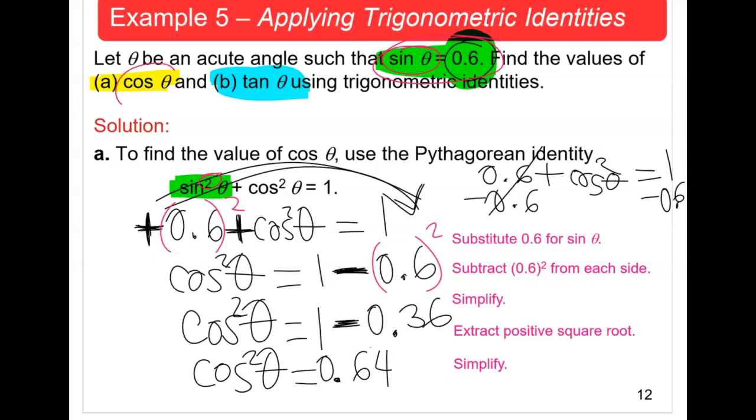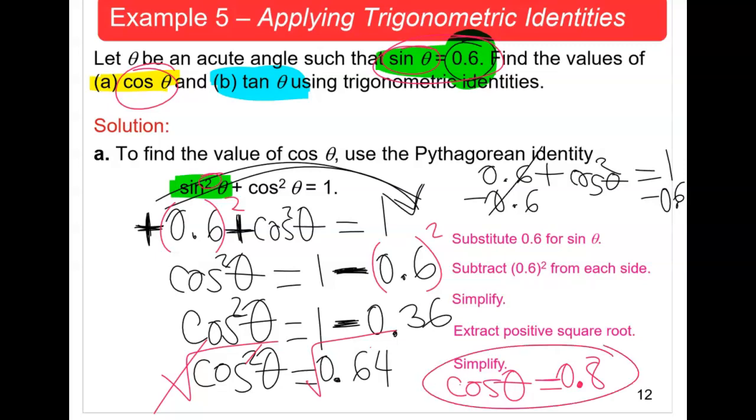And we want to know the cosine of theta. That's the question here, not the cosine square, so we've got to take the square root. And so if we take the square root of cosine square, it will turn into cosine of theta, of course, and the square root of 0.64 is going to equal 0.8. So that is one of our answers. This is the answer for part A of the question.